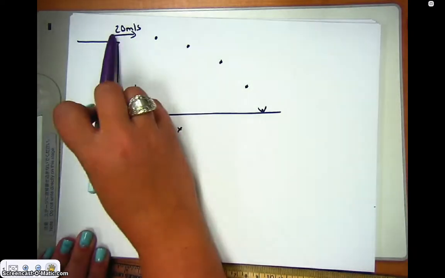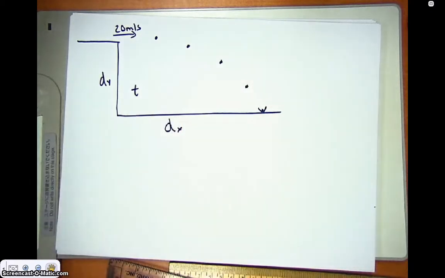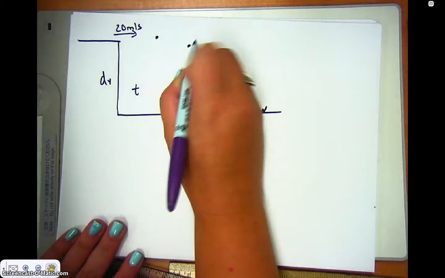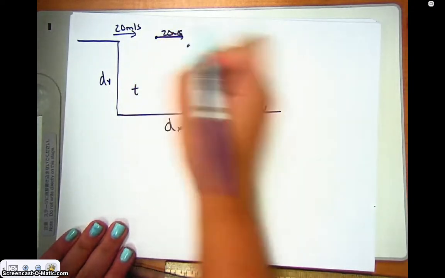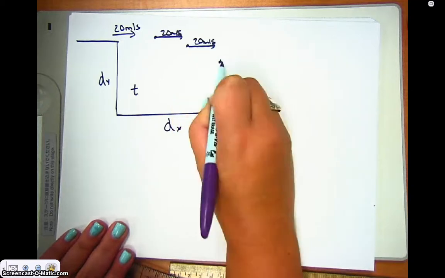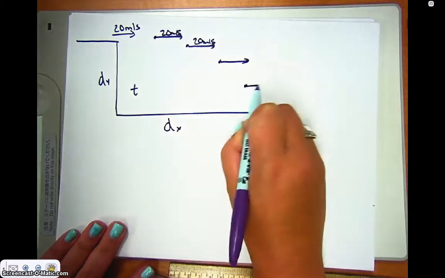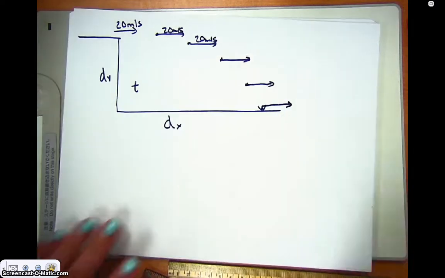So as the object flies in this direction, if we ignore air resistance, then the velocity in the x direction should remain constant, right? There's nothing causing it to accelerate in the x direction. So here it would be 20 meters per second, and I'll try and draw them about the same size. Here it would be 20 meters per second, and right before it strikes the ground, it would be 20 meters per second.